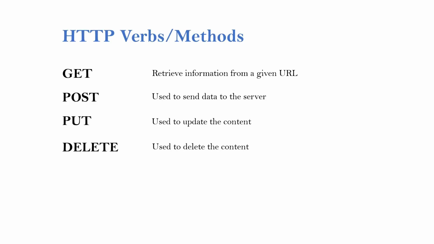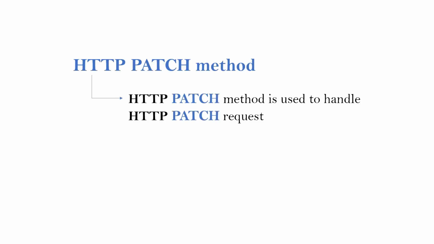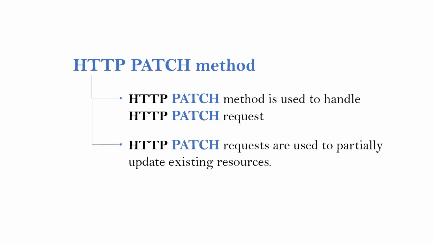You might already know that there are different HTTP methods, or we call them verbs, and each one is used for a different purpose. GET, POST, PUT, DELETE are the common HTTP methods. Along with these methods, there is one more method, that is the PATCH method. This method is used to partially update the content. The HTTP PATCH method is used to handle HTTP PATCH requests, and HTTP PATCH requests are used to partially update existing resources.